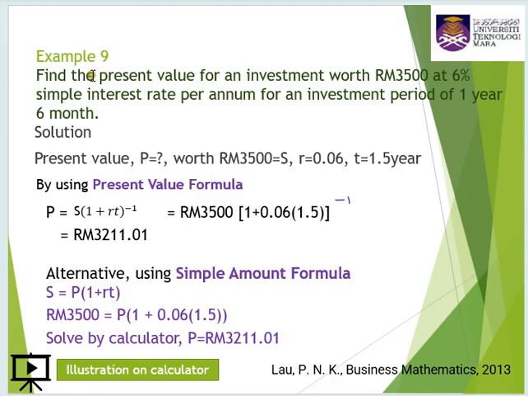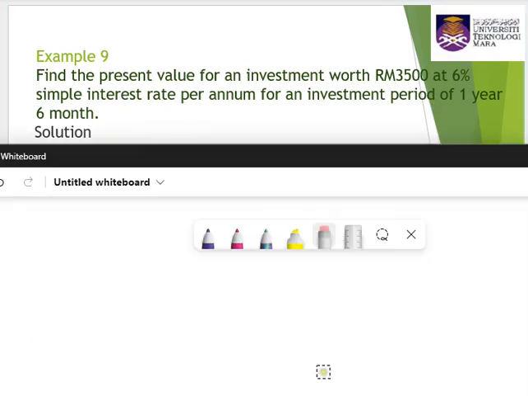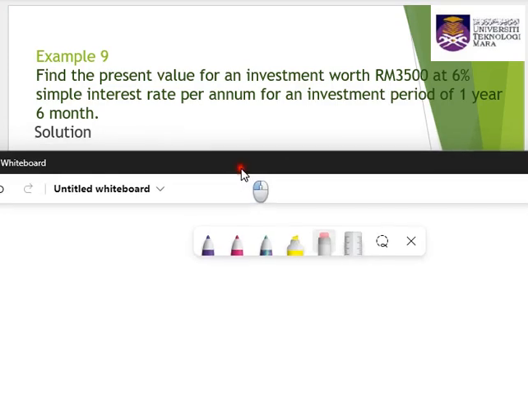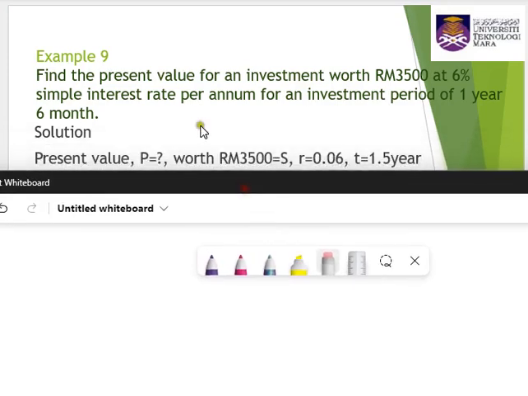Example 9. Find the present value for an investment worth 3,500 at 6% simple interest rate per annum for an investment period of 1 year, 6 months. How are we supposed to solve it? As usual, list out the information. You want to find the present value, which you don't know, so that will be the P. The S is 3,500, the R is 0.06, and T is 1 year and 6 months.